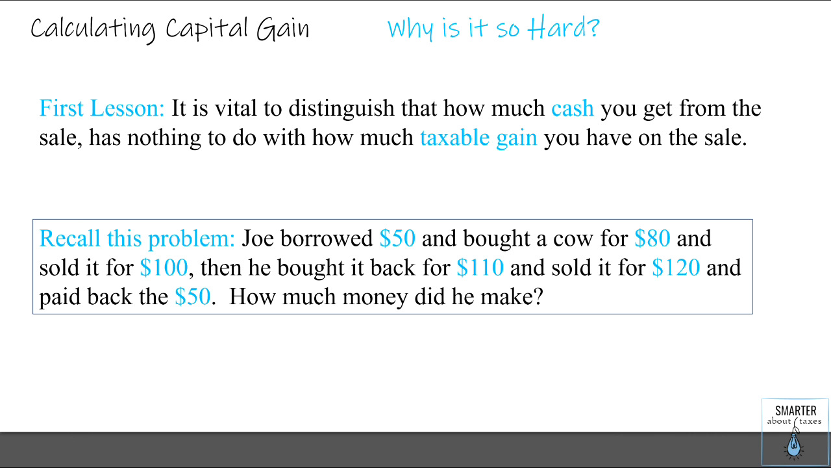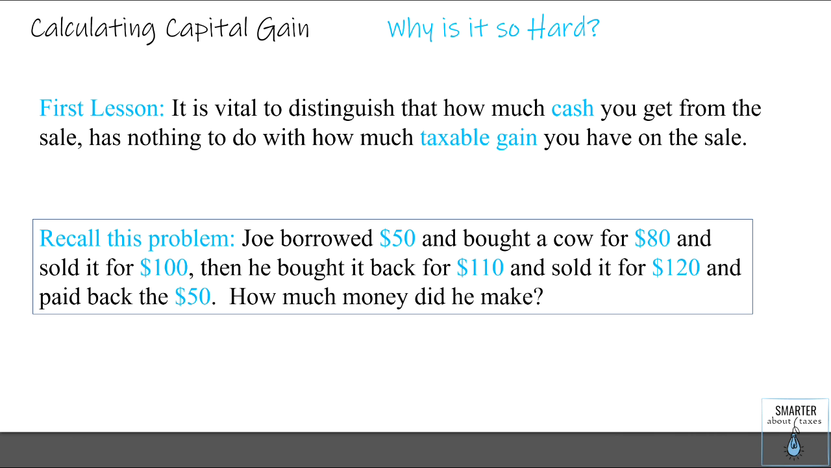First lesson, probably the biggest lesson or only lesson today. If you know how to do math, then this first lesson is the most important. It's vital to distinguish that how much cash you get from the sale has nothing to do with how much taxable gain you have on the sale. So get that out of your head right now. Distinguish those two things. Uncouple them in your brain. The cash you get has just no bearing at all on what your taxable gain does.